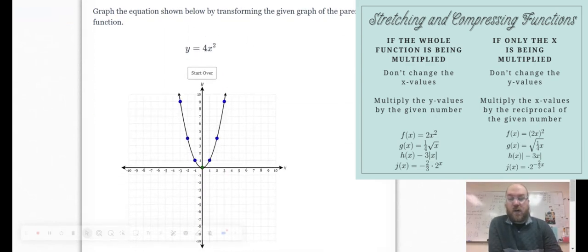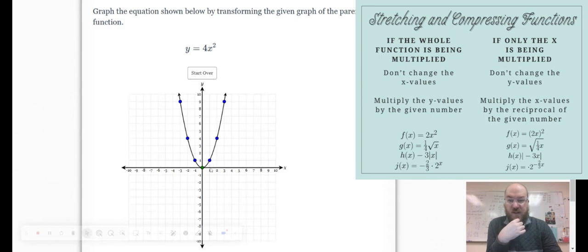Same setup. We're going to multiply this whole equation. y equals x squared is the parent function, and that's what we have graphed here. But we're going to multiply it by 4. So same rule. Don't change the x values, just change the y values. So I'd love to do this dot here, but if I don't change the x, x is 3. If I multiply y by 4, I'm going to get 36. That's off the graph too far. So I need to go to a smaller value.